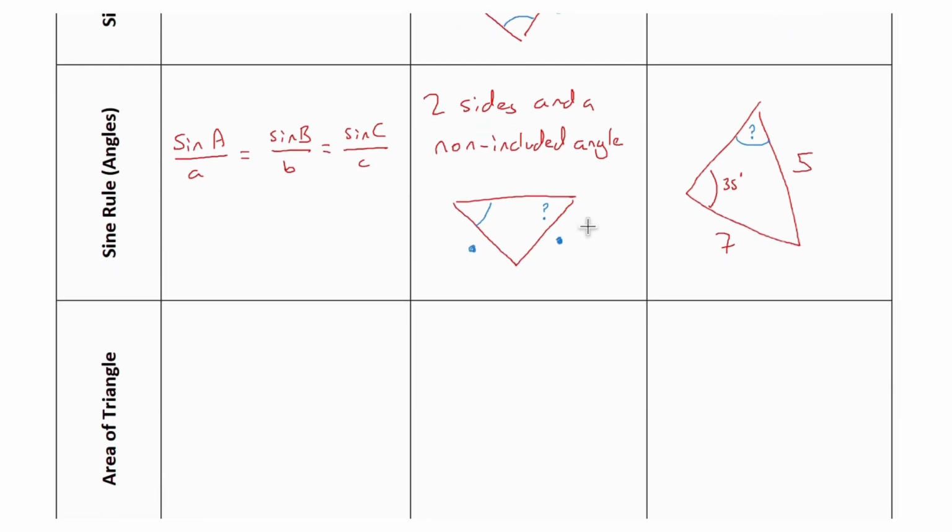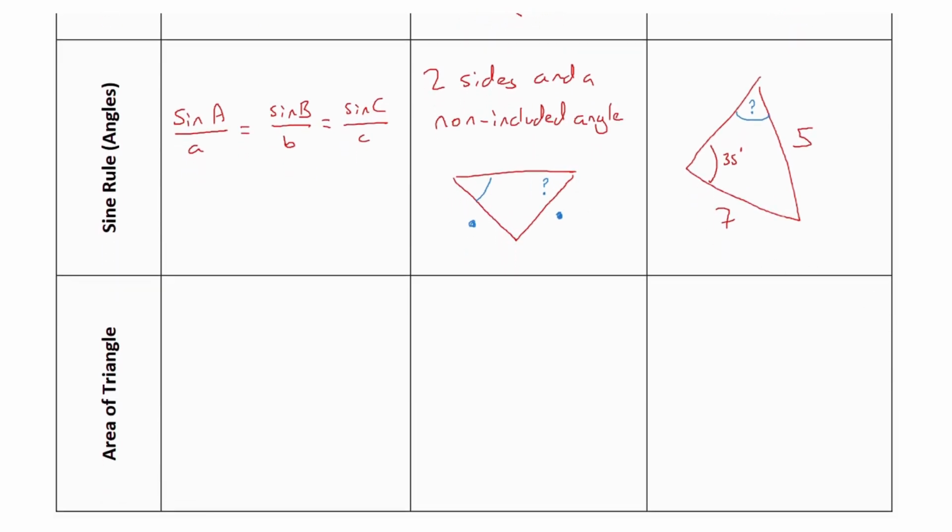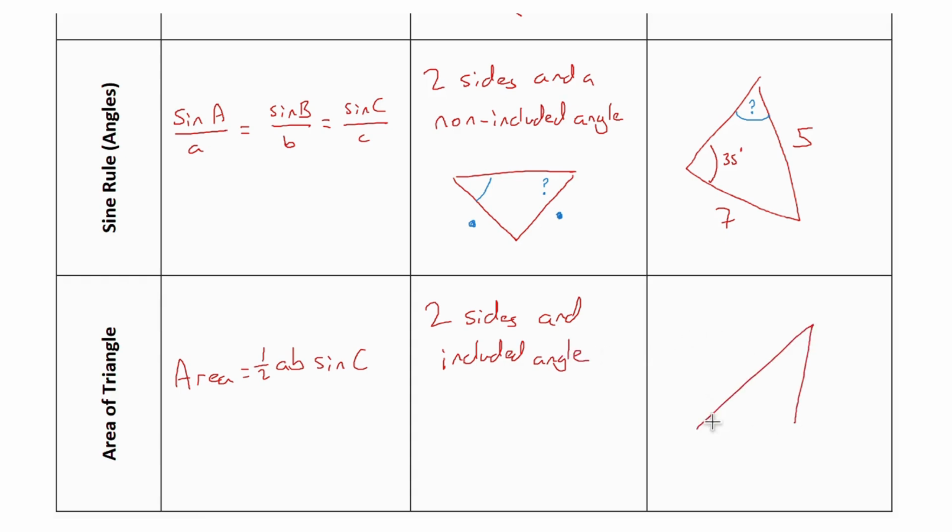The final formula in trigonometry that we need to be able to use is the area of a triangle. The area is equal to a half ab sine C. And to do this, we need exactly the same as the cosine rule for lengths, which is two sides and an included angle. So this might be something like, we know this length is 11, this length is 8, and this angle is 37 degrees. And we could calculate the area.